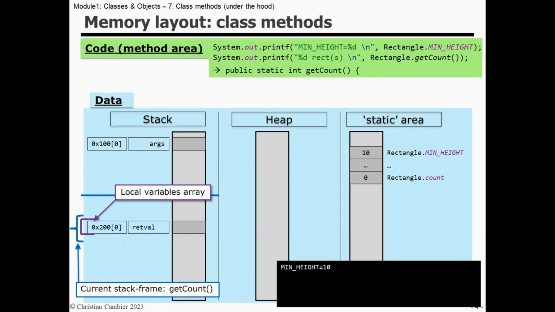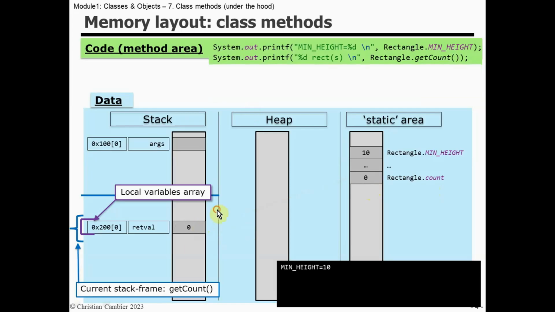So the stack frame is set up. The only thing it does is return count. So what will happen? Well, the count is the one that is allocated in the static area, the rectangle.count. Its value is 0, and this value will be copied to the return value section of the local variables array. That's it for the method. We return back to the main.